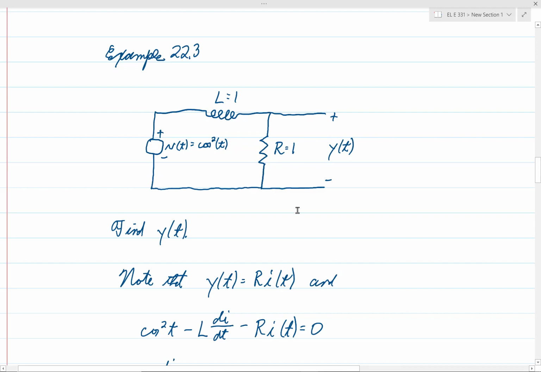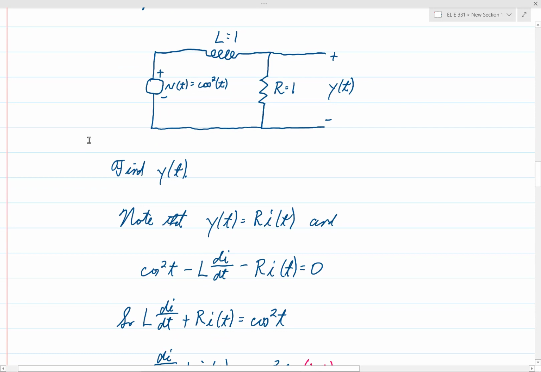Well, then of course y of t is equal to R times I of t, and when we use Kirchhoff's voltage law going around this loop here, we'll have cosine squared t minus L di dt minus R I of t is equal to 0. So that tells us that L di dt plus R I of t, just taking those two terms over to the other side of the equation, is equal to cosine squared t.